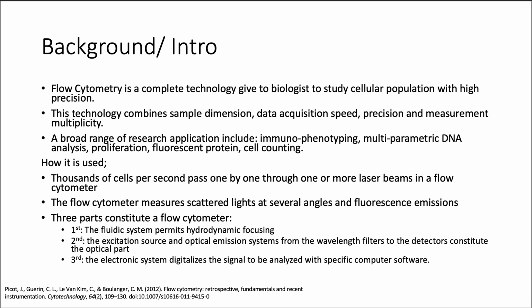How it is used: thousands of cells per second pass one by one through one or more laser beams in a flow cytometer. The flow cytometer measures scatter lights at several angles and fluorescence emissions. There are three parts that constitute the flow cytometer. The first part is the fluidic system, which permits the hydrodynamic focusing. The second part is the excitation source and optical emission system; from the wavelength filters to the detectors, these constitute the optical part. And the third part is the electronic system, which digitalizes the signal to be analyzed with specific computer software.